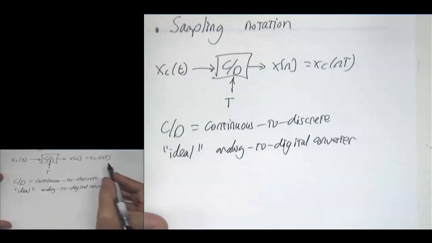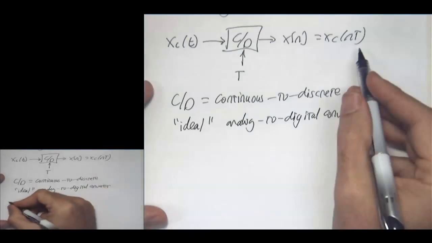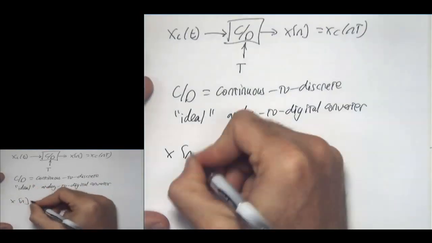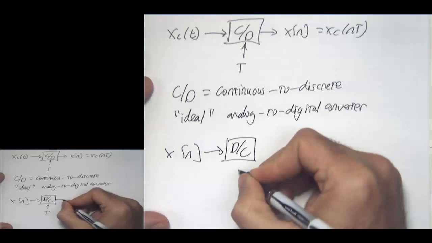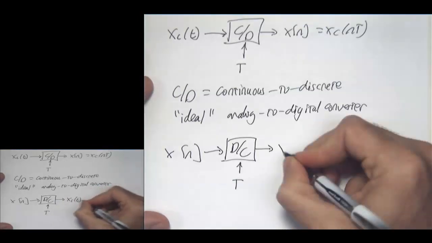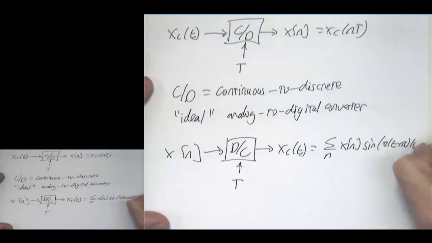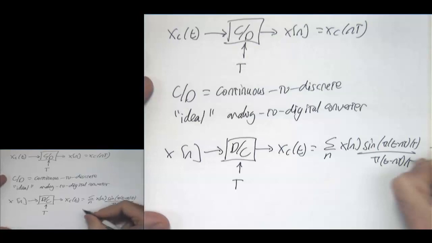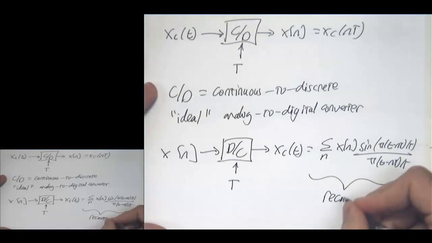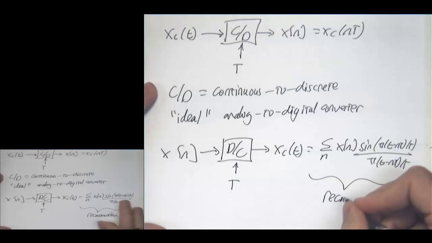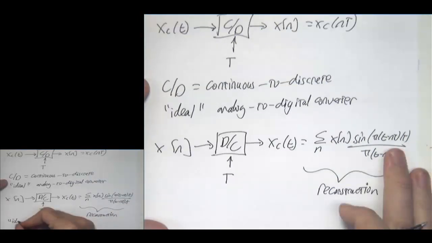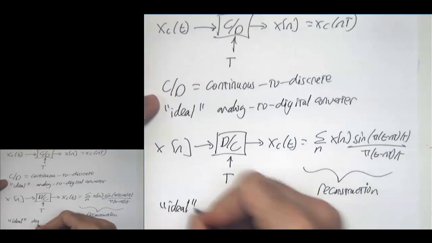And so that's the sampler. And then the reconstruction would be x of n going into a D to C with input T, producing at the output x sub c of t, equal to the sum over n of x of n times sine of pi (t minus nT) over T, divided by pi (t minus nT) over T. And so that's the reconstruction. And this is essentially an ideal digital to analog converter.